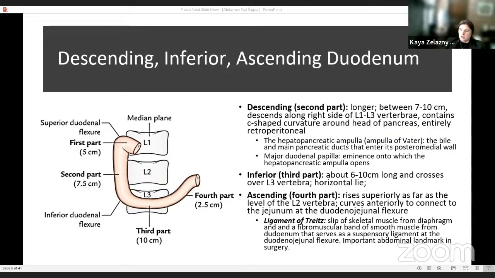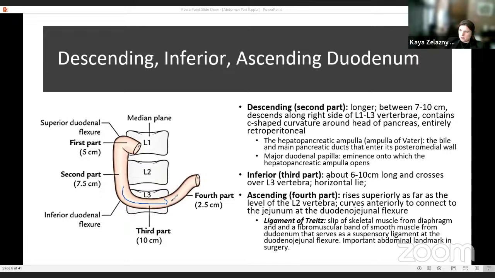Okay. Now, as we go across this flexure, right, we have an inferior duodenal flexure. A flexure just means a turn. We're going to enter into this third part of the duodenum going across the L3 vertebra, essentially. So this is going to lie pretty much horizontally. Okay. Nothing specific additional we need to know about that yet.